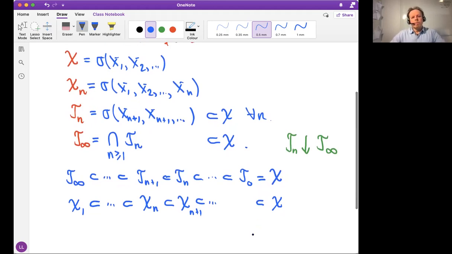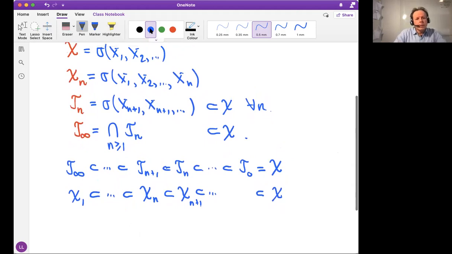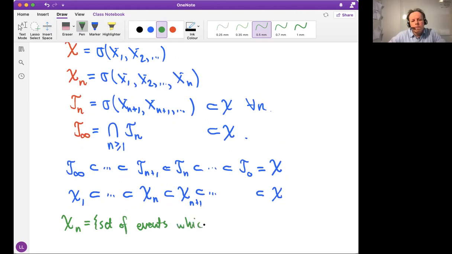Maybe we could also clarify the intuitive meaning. Let's check. I think we can write intuitively that Xn is the set of events A which can be determined by knowing these random variables X1 up to Xn.